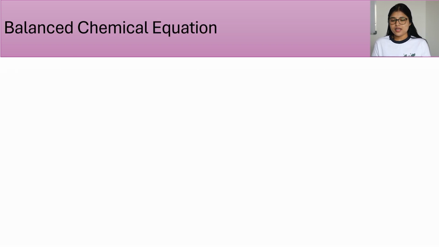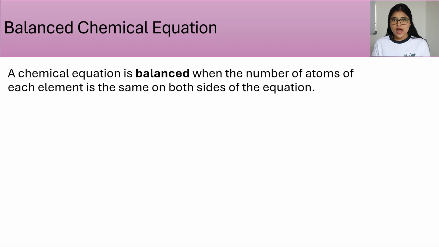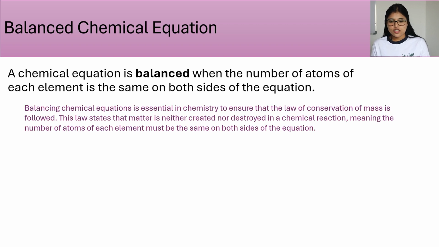Now, a balanced chemical equation. A chemical equation is balanced when the number of atoms of each element is the same on both sides of the equation. Why is balancing chemical equations important? It is essential in chemistry to ensure that the law of conservation of mass is followed. This law states that matter is neither created nor destroyed, meaning the number of atoms must be the same on both sides of the reaction.